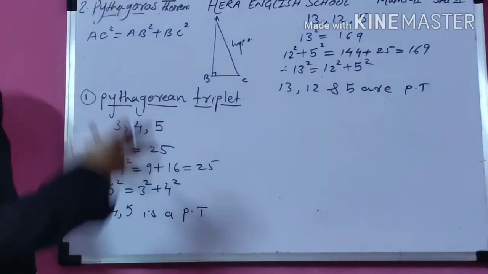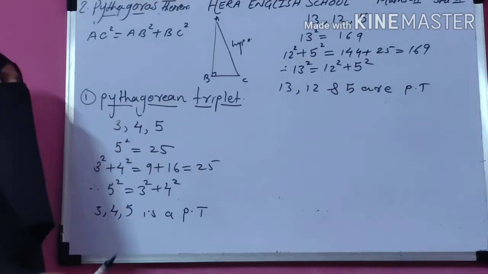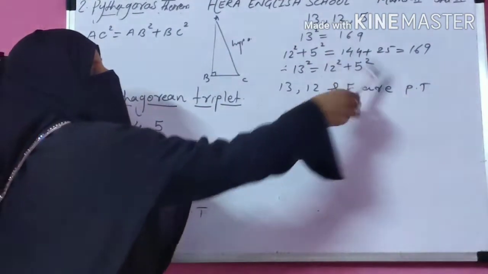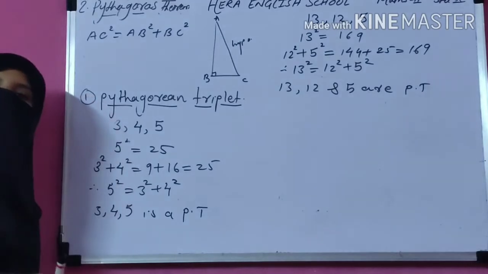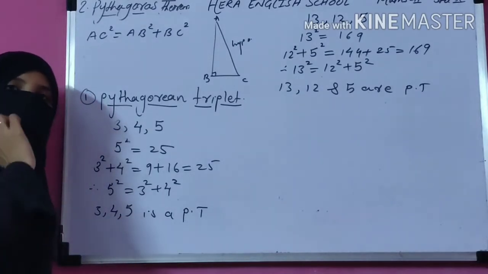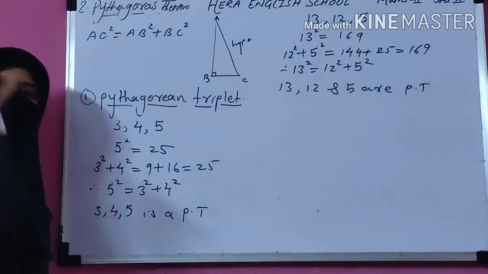A group of 3 numbers in which the square of the greater number is equal to the sum of the squares of the remaining 2 numbers. Then the group of those 3 numbers is called a Pythagorean triplet.